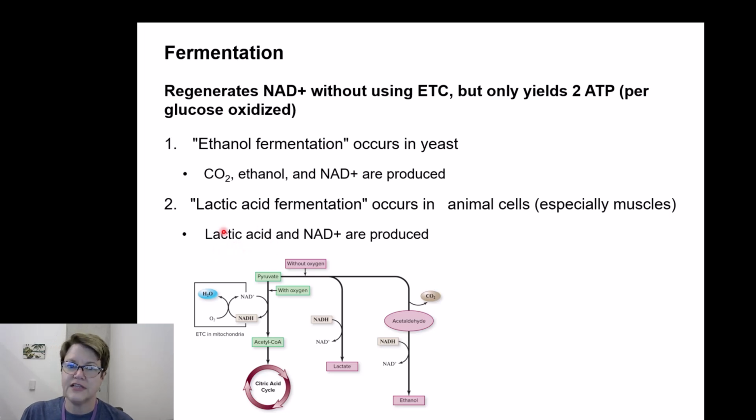And that produces lactic acid and NAD+. Remember, NAD+ is the goal, to regenerate the NAD+. And so lactic acid is the product in that process. And I put this little miniature diagram from earlier because remember all these purple parts, so it was all fermentation. There's no electron transport chain and no oxygen.